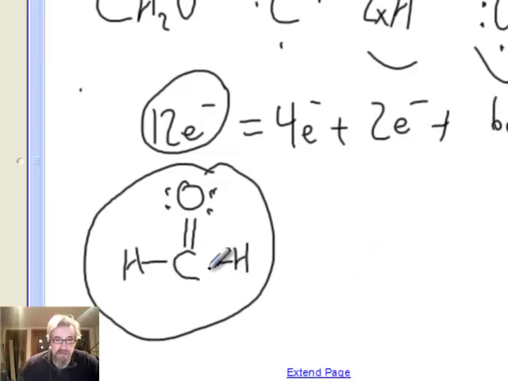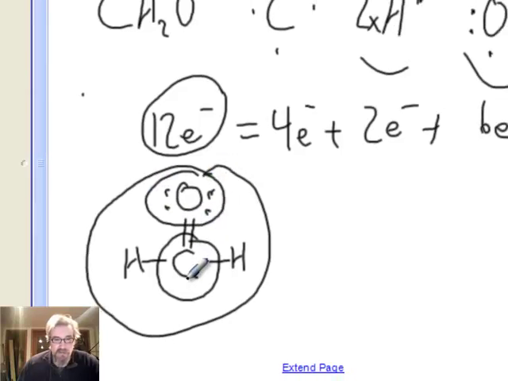Carbon wants to make 4 bonds. Now after doing this, it is making 4 bonds. Oxygen prefers to make 2 bonds. After doing the structure correctly, the oxygen really is making 2 bonds.